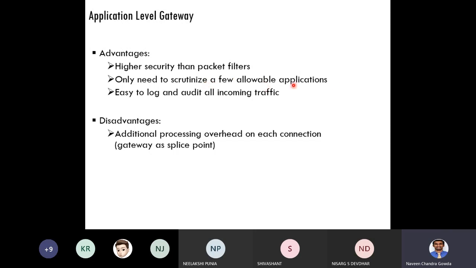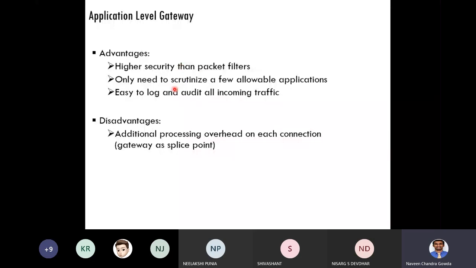That means the packet filtering is already taken care of in the interfacing between the internet layer and the transport layer. So the first level of filtering is already done. Now at the application layer, you will get the packets only with a specific application or a specific purpose. That's what we say allowable application. Those only you need to scrutinize and verify. So that's one more simple advantage.